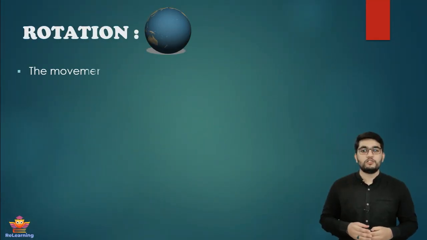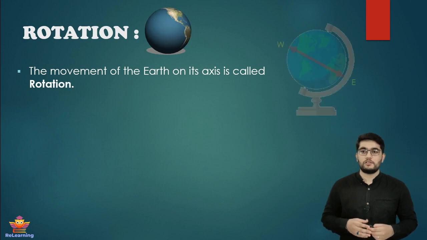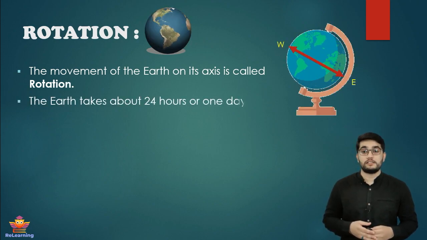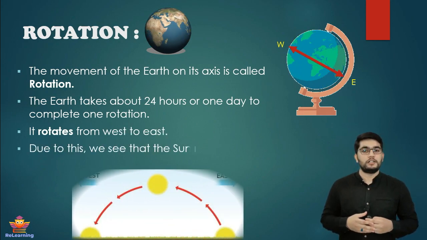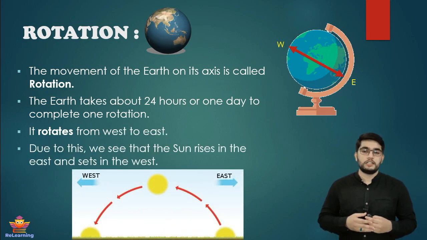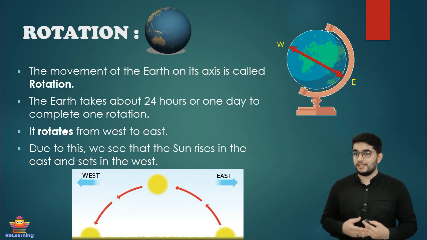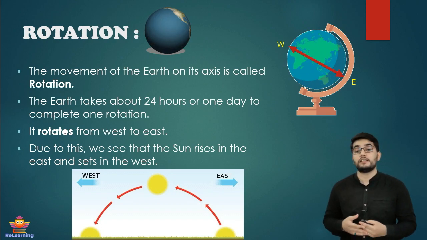Rotation. The movement of Earth on its axis is called rotation. The Earth takes about 24 hours or 1 day to complete one rotation. It rotates from west to east. Due to this, we see that the sun rises in the east and sets in the west.